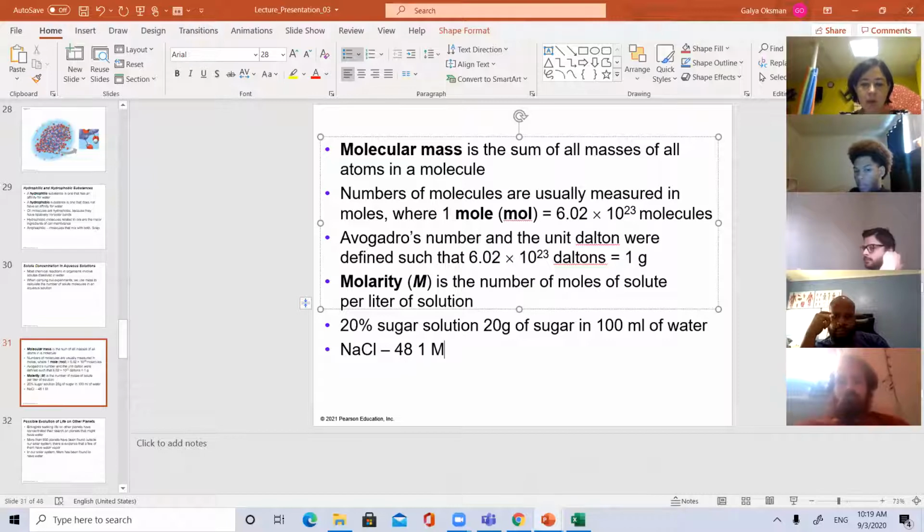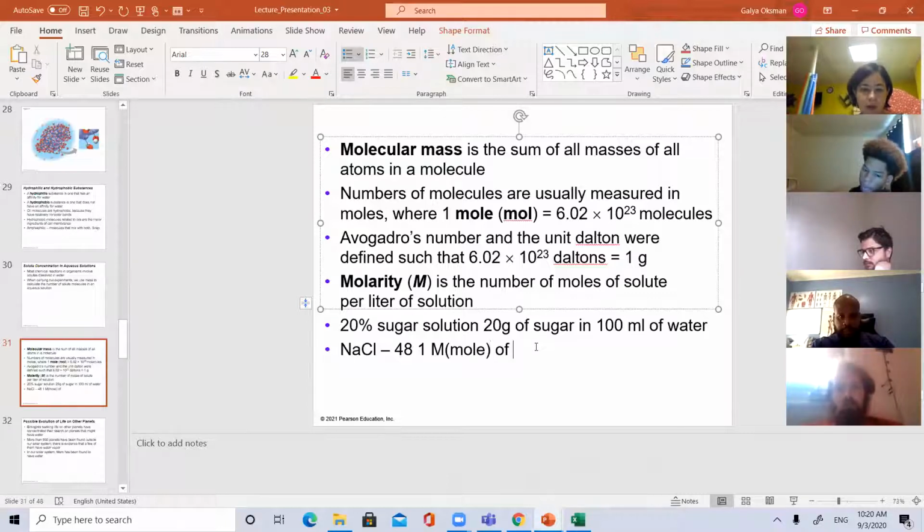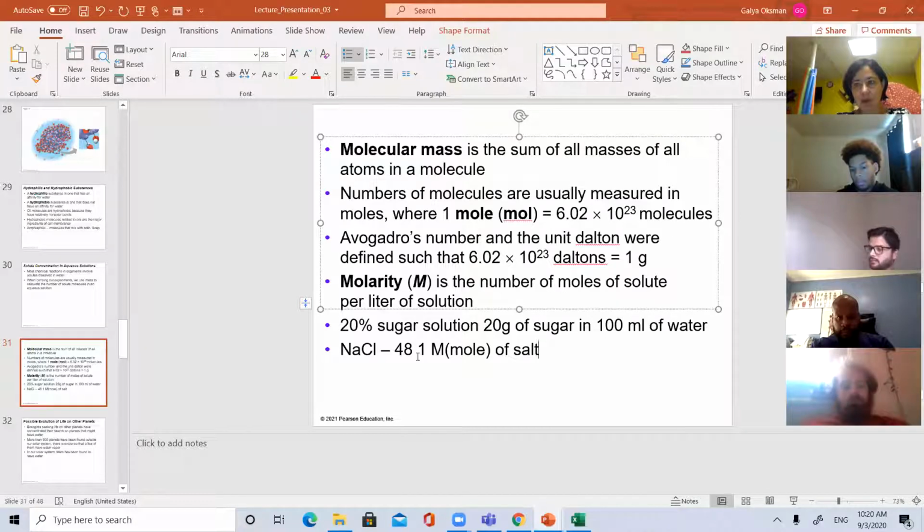1 M or mole of salt, right? So I take 48 and I put it in 100 milliliters of water. This is a solution by molarity, not by weight, not by grams, but by molarity. If I want to prepare a 2 mole solution, I just double this number, right? 3 mole, I triple this number.